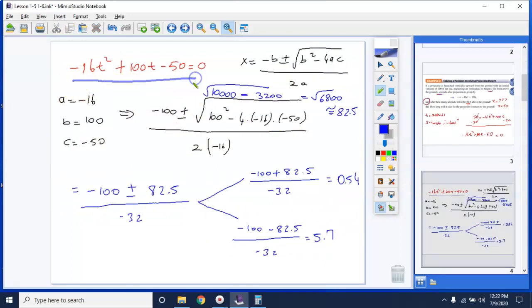To solve this by formula, identify A, B, C first, and then write them in the formula here. I calculate all the numbers over here, and then plus and minus: I go with plus here, and I go with minus over here. That's what we got. So those are my answers, everyone.